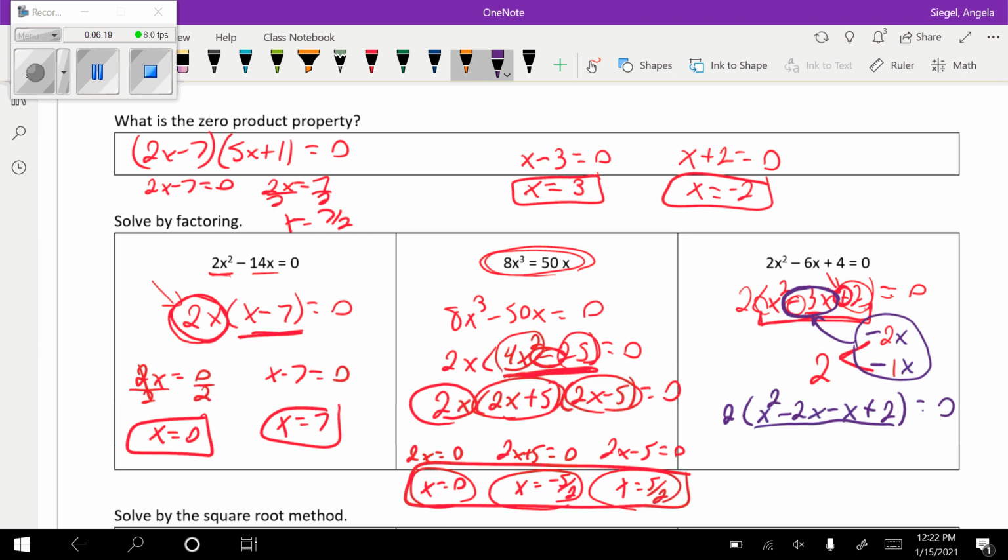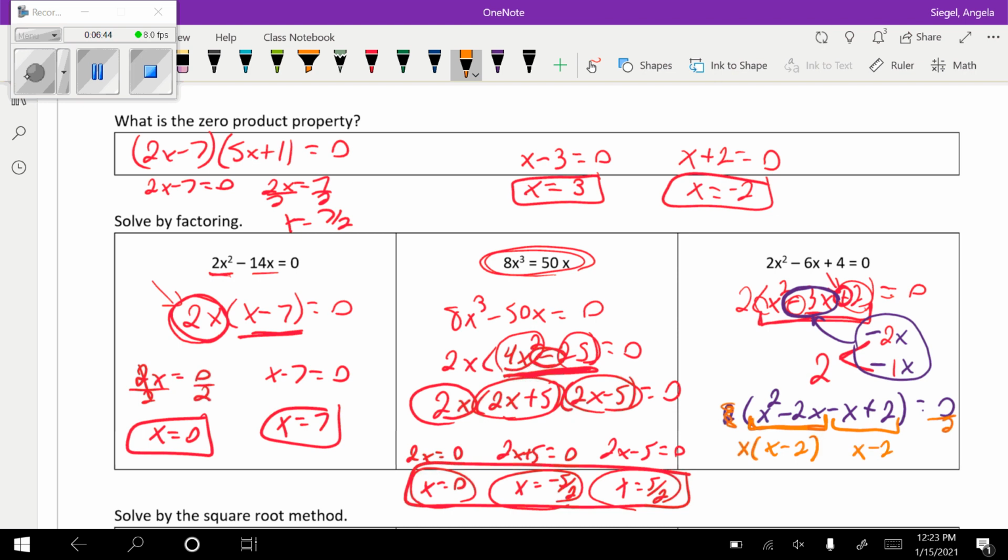So we're going to do that using factor by grouping. So I'm going to group this and group this. So I can factor out, really, I don't care about this 2 because I can divide both sides by 2 because we're solving. So I'm just going to focus on this part. So what do these 2 have in common? They have a GCF of x, and I'm left with x minus 2.